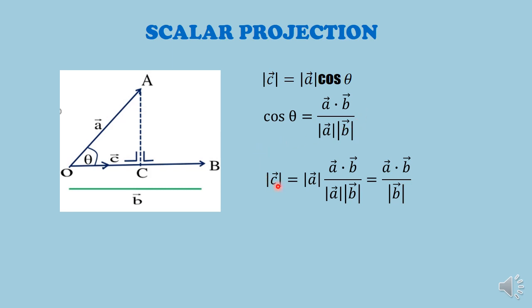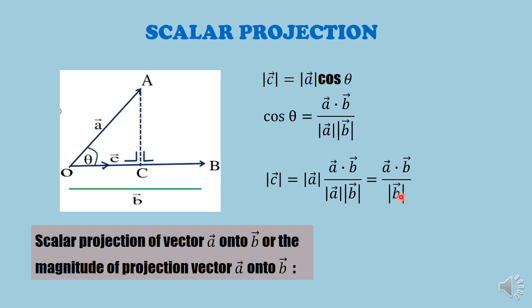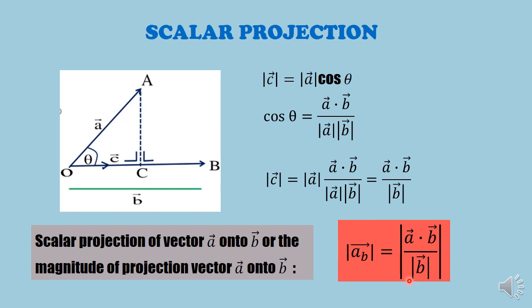The length of C is equal to the length of A times A dot B divided by the length of A times the length of B. If we simplify this, we get the length of C is A dot B divided by the length of B. So this is the scalar projection or the magnitude of projection vector of A onto B. This is the formula for scalar projection of A onto B. If we want to find the scalar projection of B onto A, we just replace the denominator with the length of A.